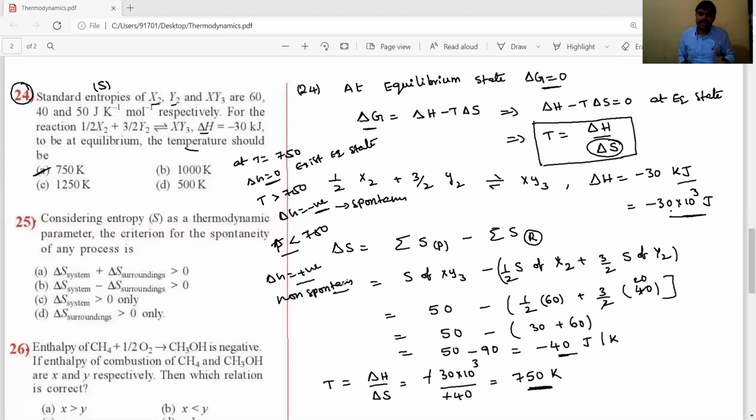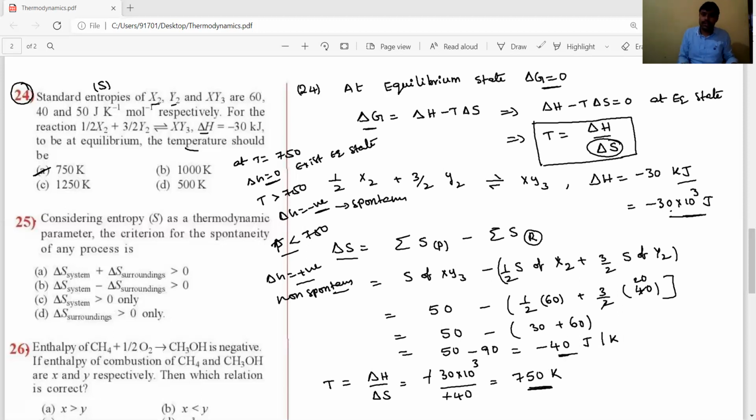Okay, students. But in this question they only asked what is the equilibrium temperature. The equilibrium temperature T is equal to delta H by delta S. Delta S value we found from the above values: delta S is equal to sigma entropy of products minus sigma entropy of reactants. Then the delta S of the above reaction came as minus 40 joule per Kelvin. Okay, then the temperature is equal to 750 Kelvins.